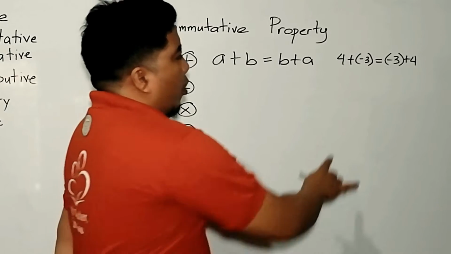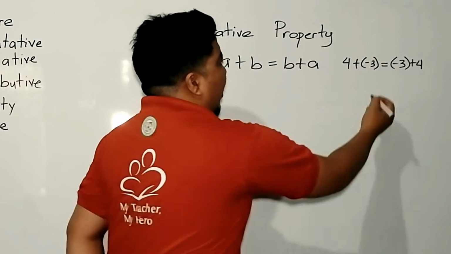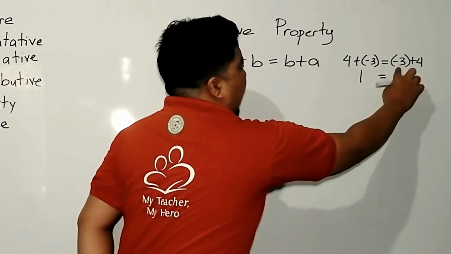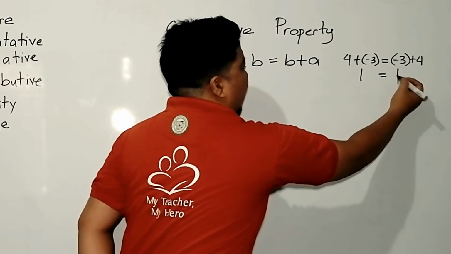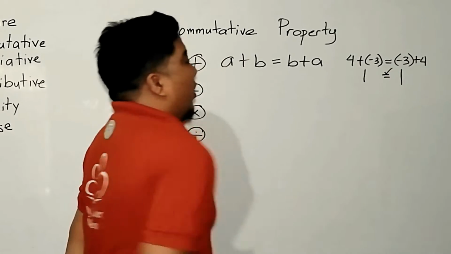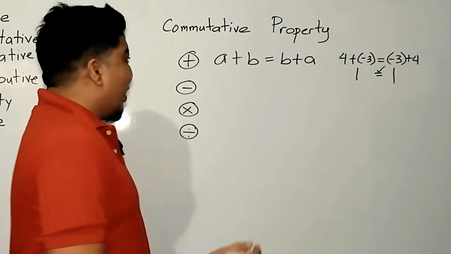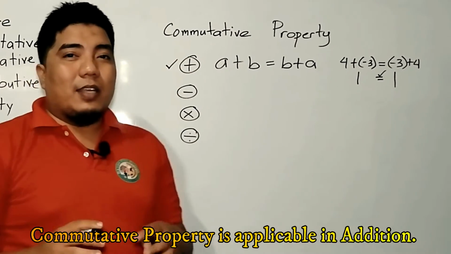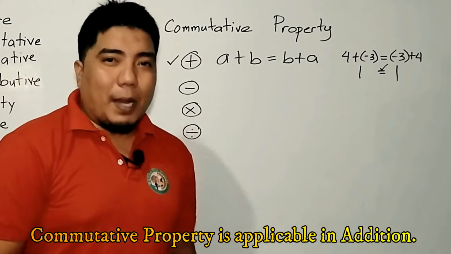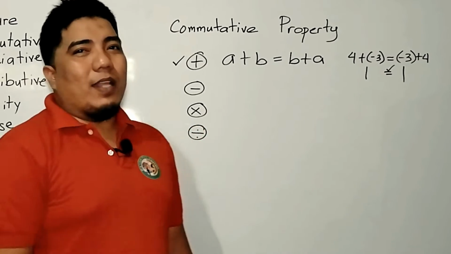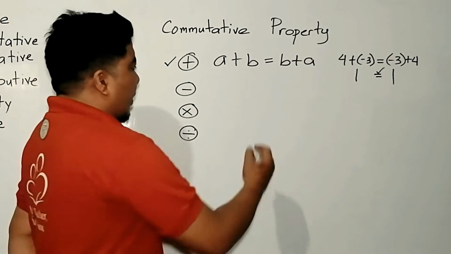Now, let's check. 4 plus negative 3 will give us positive 1. Negative 3 plus 4 will always give us positive 1. Therefore, that is correct. So, we can say that addition has a commutative property. Okay. Now, let us go to subtraction.